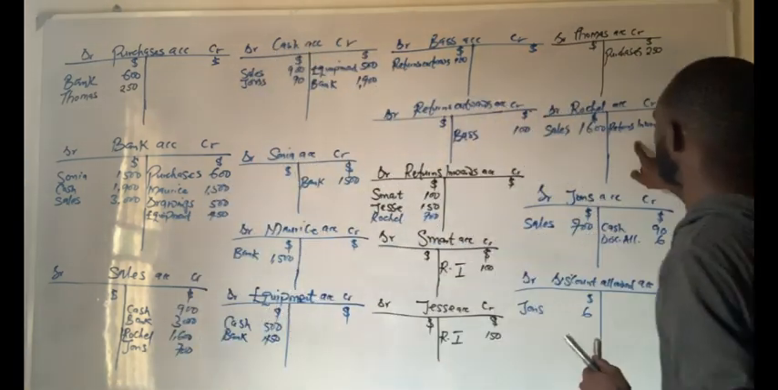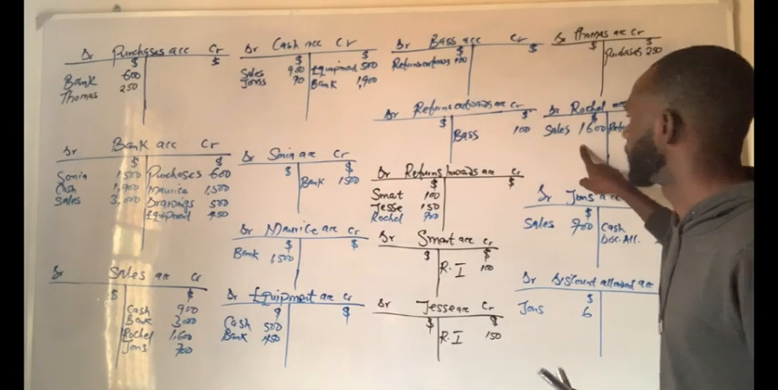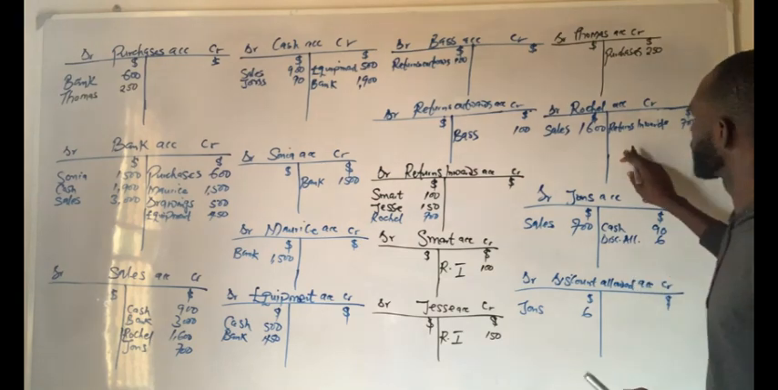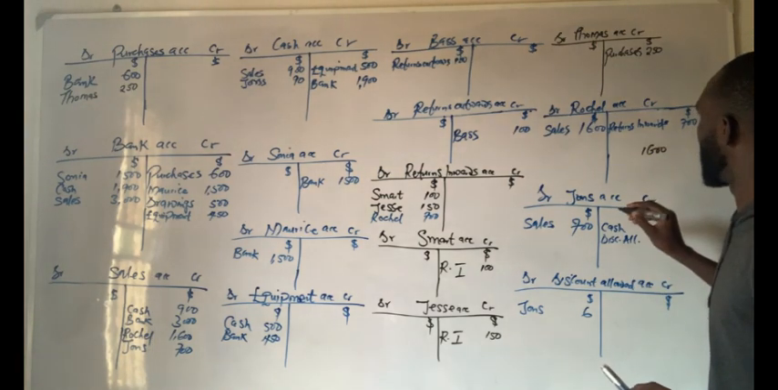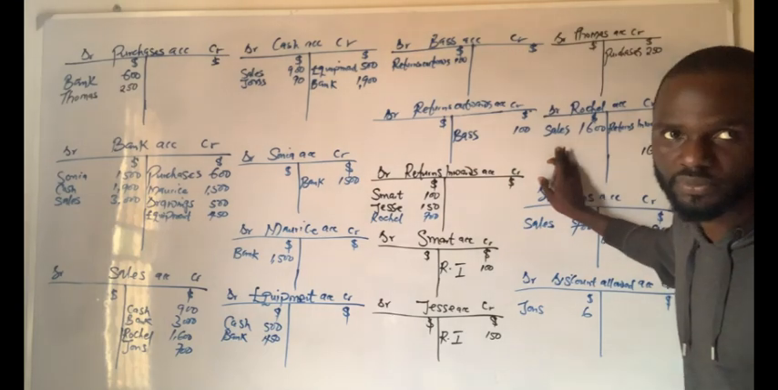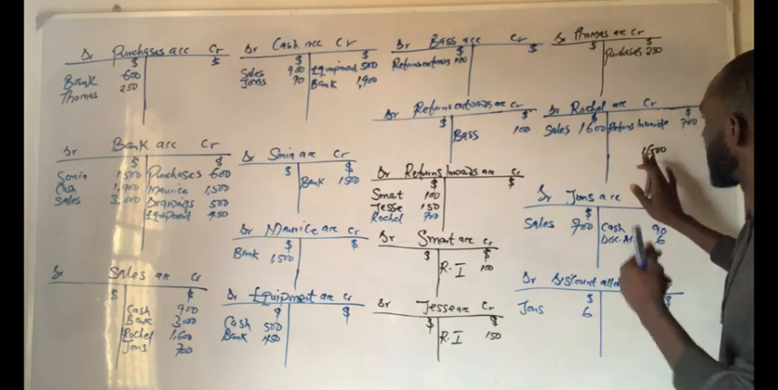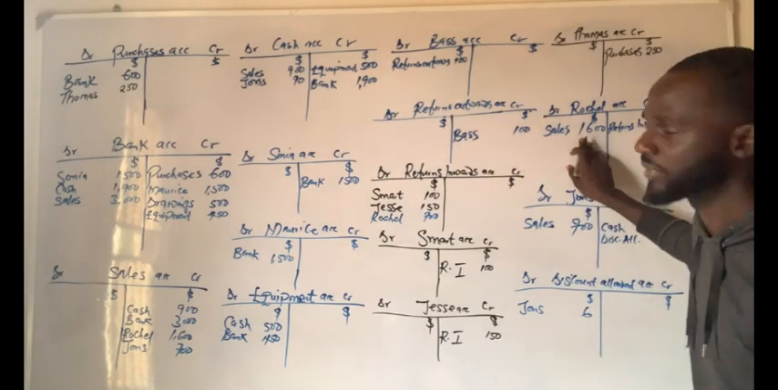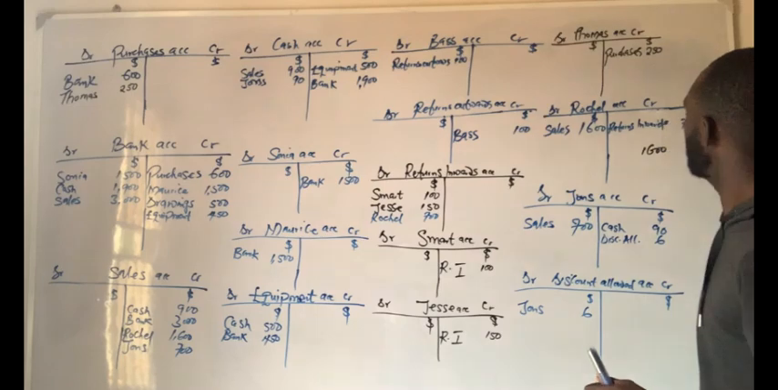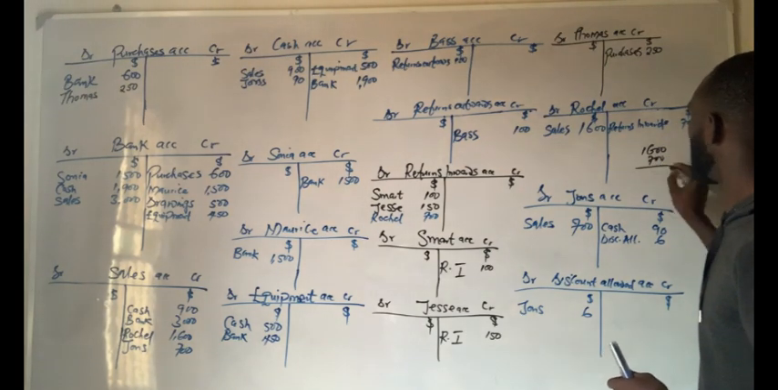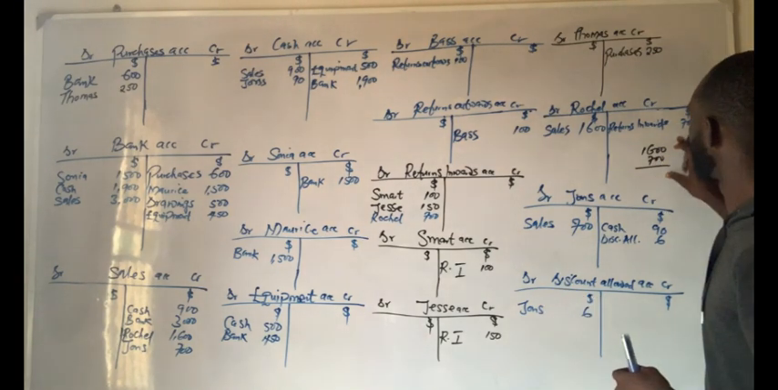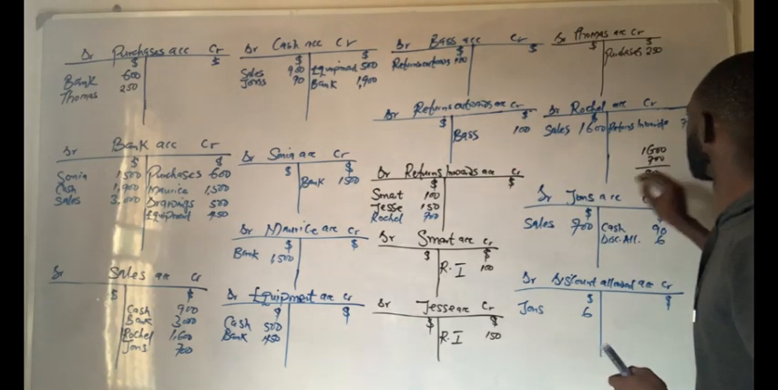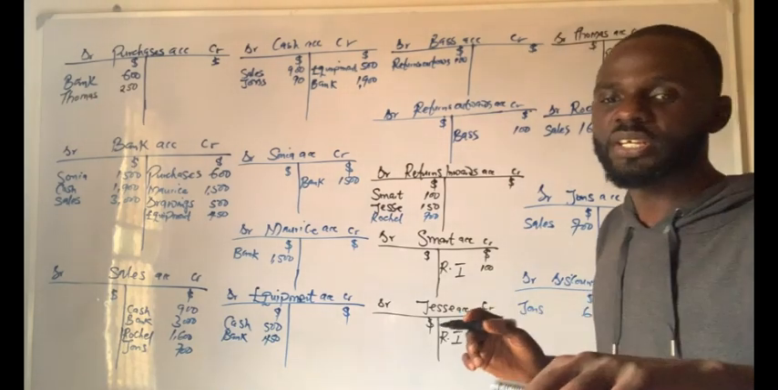This is Rochelle. First there was a sale to Rochelle of 1,600. Because we are told that Rochelle cleared her account, there is nothing left in Rochelle's account. Initially Rochelle was owing this business, Dufan Enterprise, 1,600. But out of the 1,600, Rochelle returned 700 worth of goods. So the actual sales made to Rochelle is now 900.